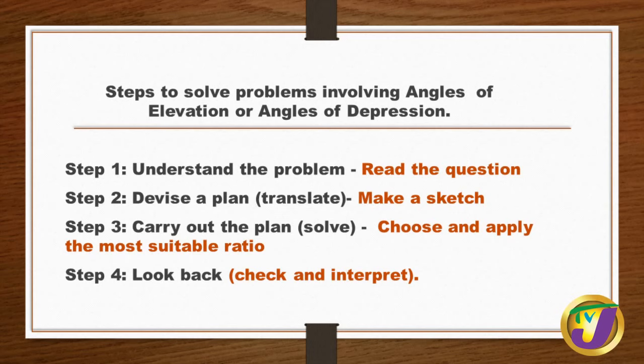Then step 2, make a sketch. For the visual learners, this is important, and even for the ones who are not so visual. If you realize throughout the lesson so far, our sketch is usually a right triangle for these problems. Then carry out the plan. So we're going to choose the appropriate trig ratio and apply it. And then we check to make sure our answer is correct. So remember these steps as we go forward in solving these problems.